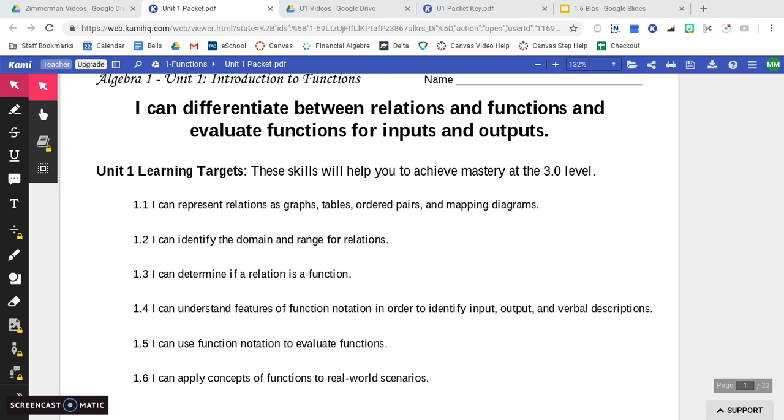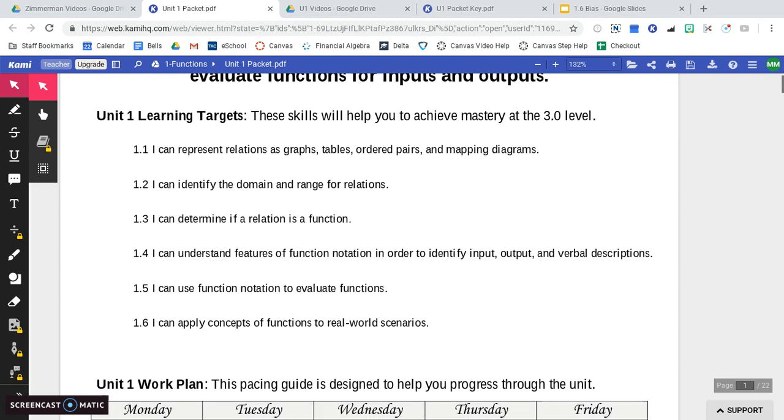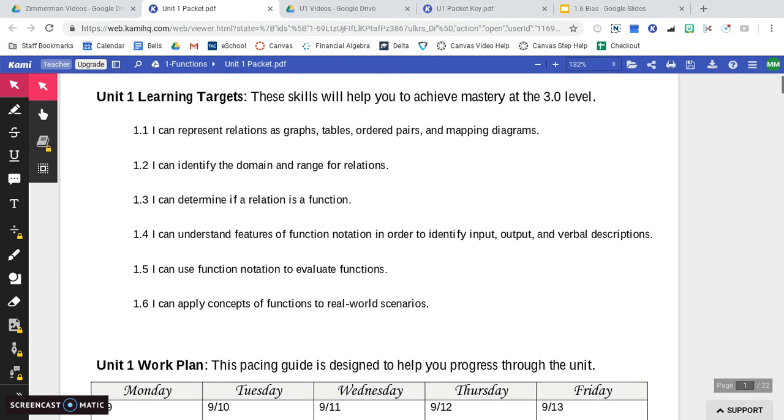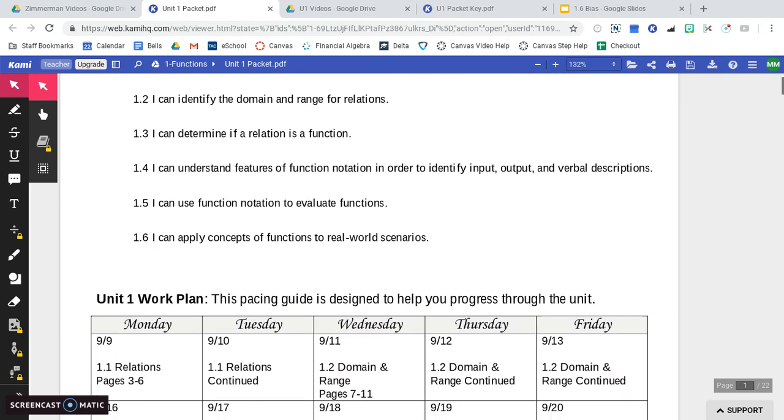For our first actual Algebra 1 unit, we're looking at Introduction to Functions. So our goal is to differentiate between relations and functions and evaluate functions for inputs and outputs. There's really two things you need to be able to do to earn that 3.0 level. So these are the skills that will help you achieve that. And we'll be going a little at a time here.